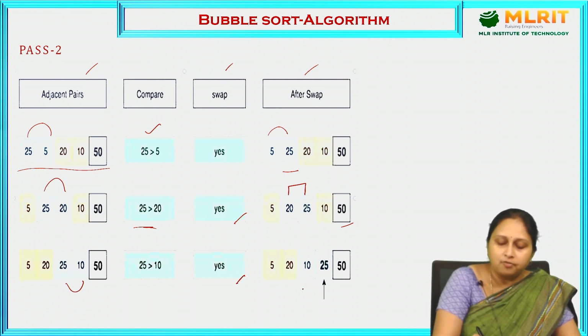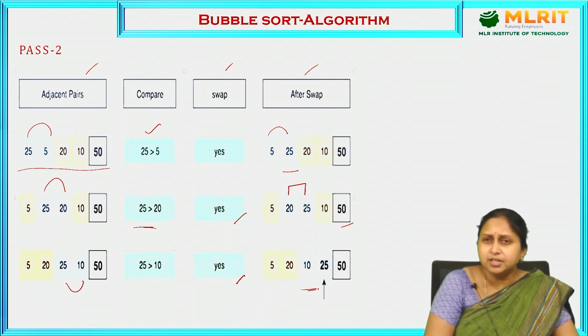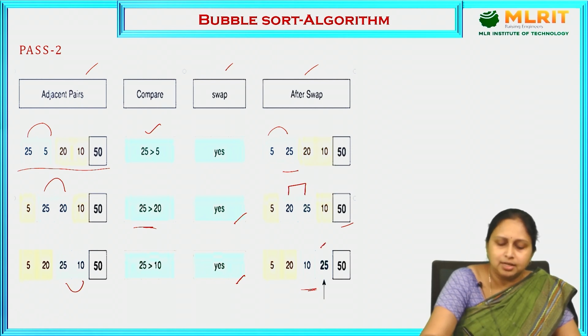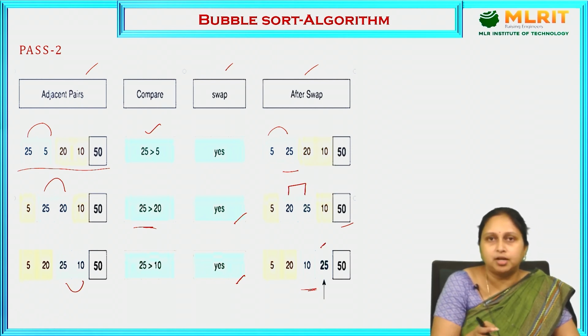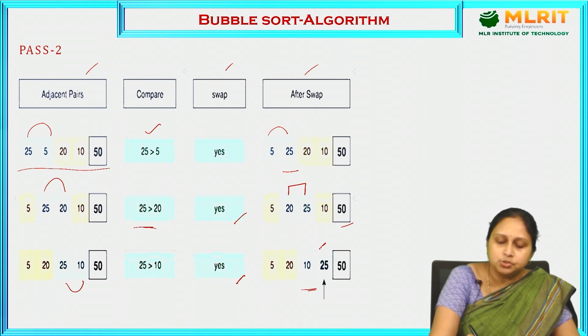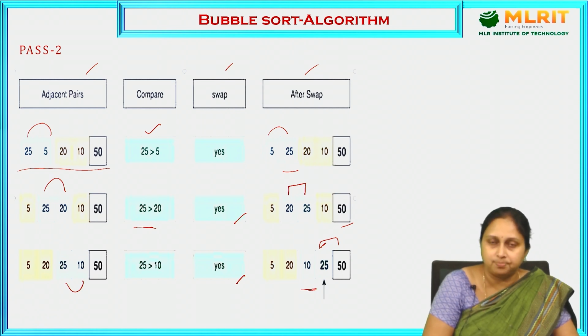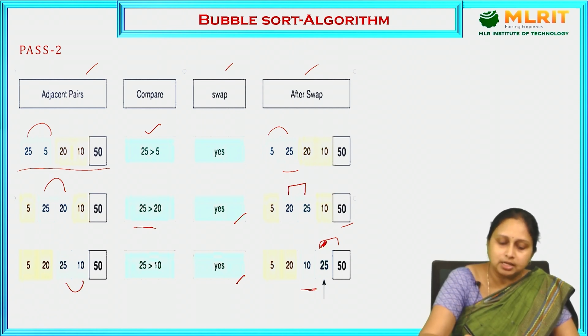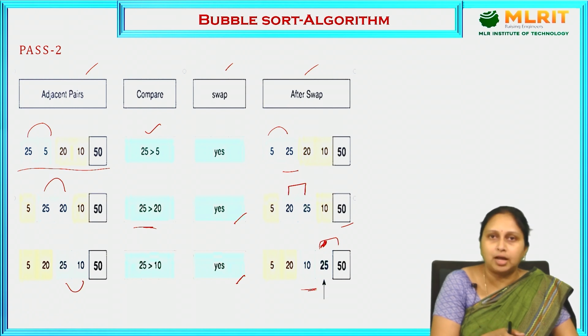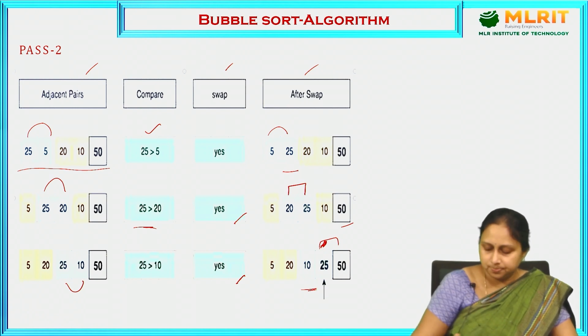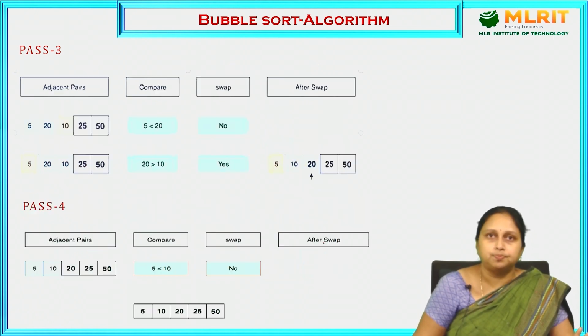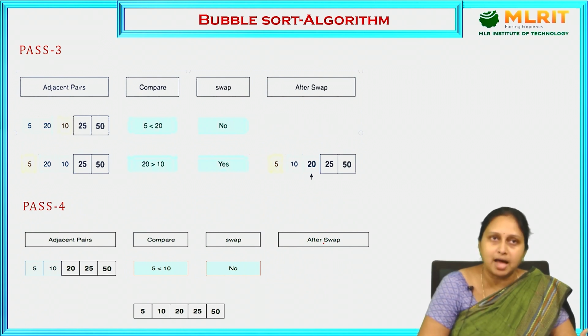Right. Now after swapping, you can check the next largest element when compared with 50 and 25. 25 is the next largest element when compared with the remaining elements. That is, the next largest element is placed before the n minus 1 position. Okay. This is pass 2. Then going with pass 3.